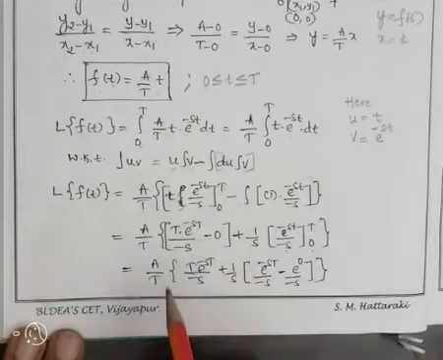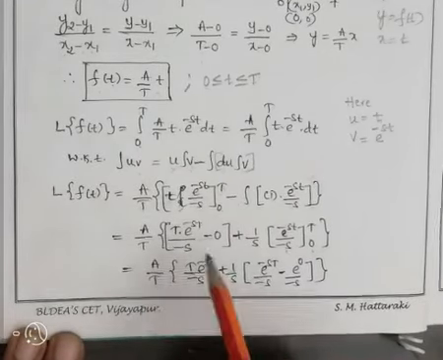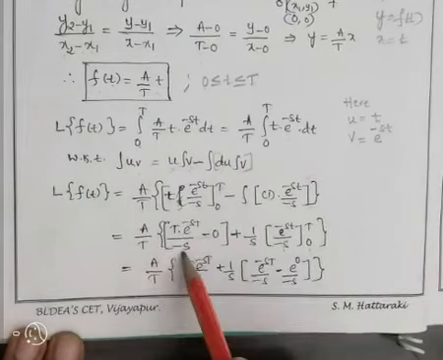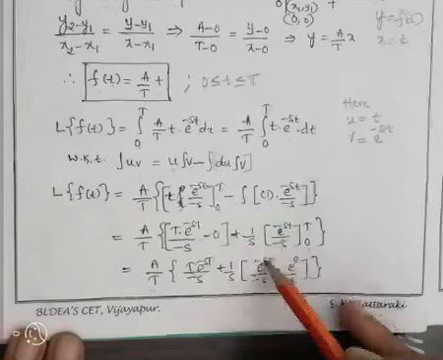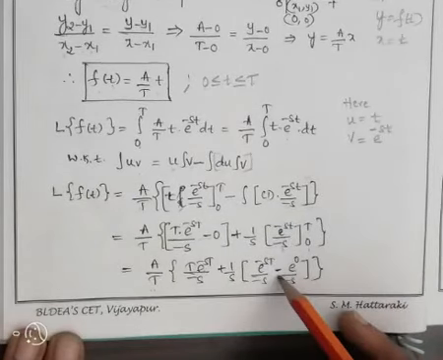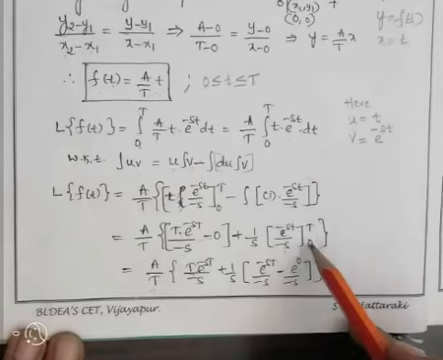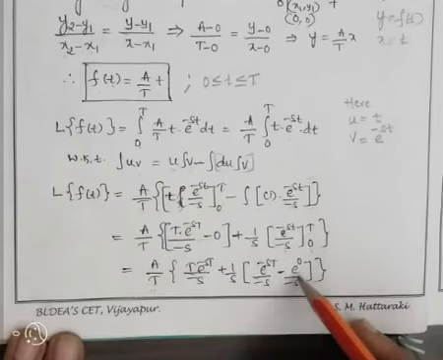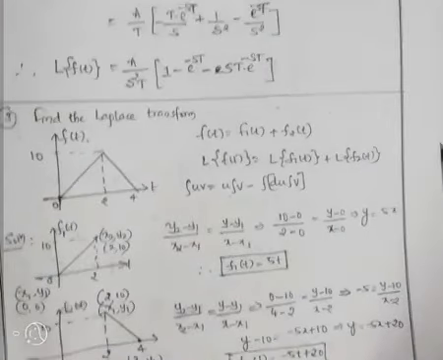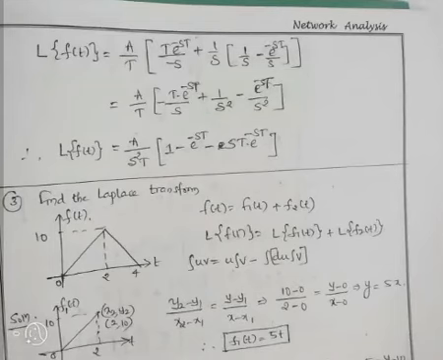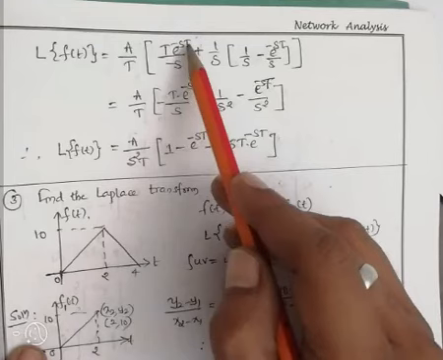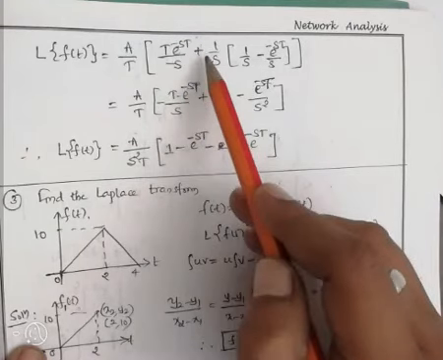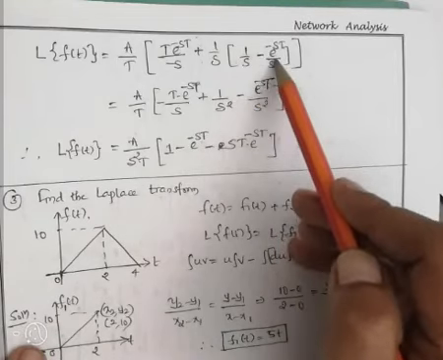Next, a by T as it is. Then T into e to the power minus st divided by minus s as it is, plus 1 by s as it is. Now substitute the limits. E to the power minus sT divided by minus s, minus e to the power minus s multiplied by 0, it becomes e to the power 0 divided by minus s. Further simplification: Laplace transform of f of t equal to a by T constant outside, T into e to the power minus sT divided by minus s, plus 1 by s. Then simplifying, we are getting 1 by s minus e to the power minus sT by s.